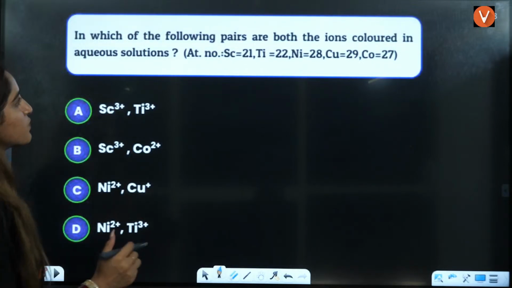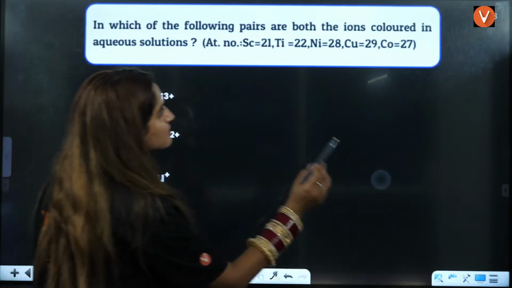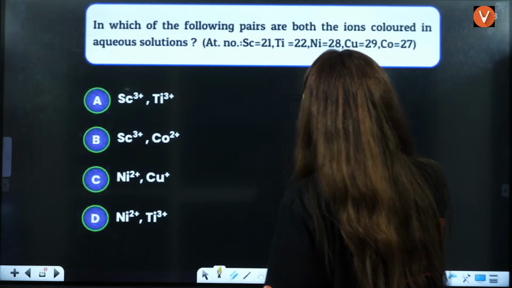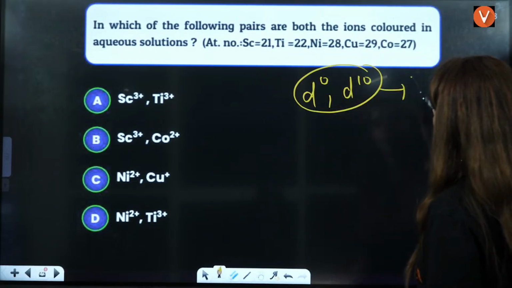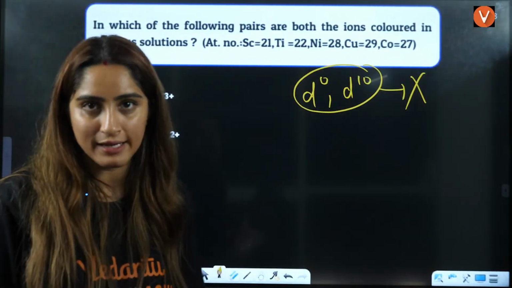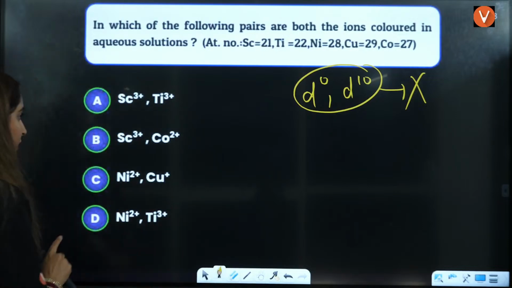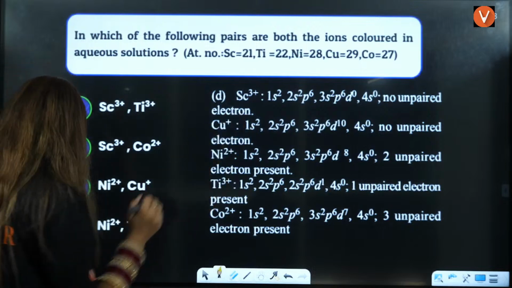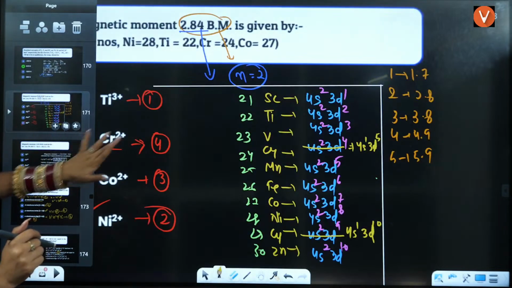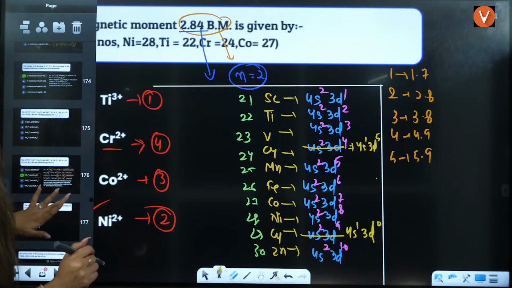Okay. Next is, which of the following pair are both ions colored? Both ions are colored in the aqueous solution. That means you should not have d0 or d10. It should not be there in the answer. Electronic configuration I have already written. You just have to write down the electronic configuration, beta. For those who have just joined the class, I have already written the electronic configuration here. So I'm not going to write it again and again. I have already written it there.